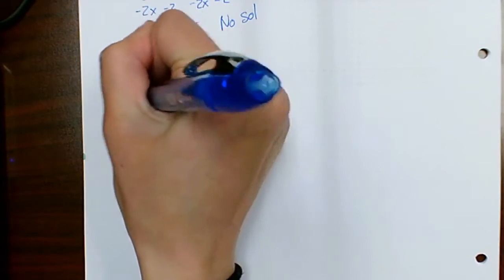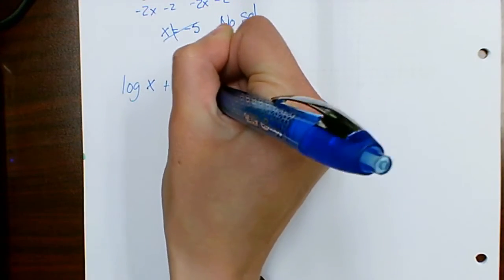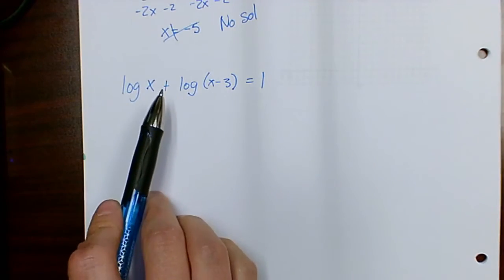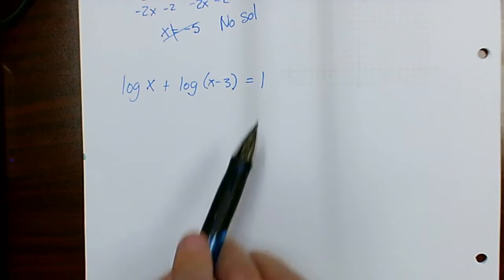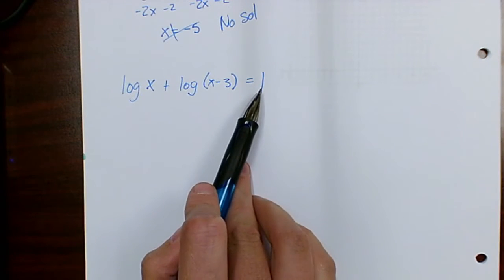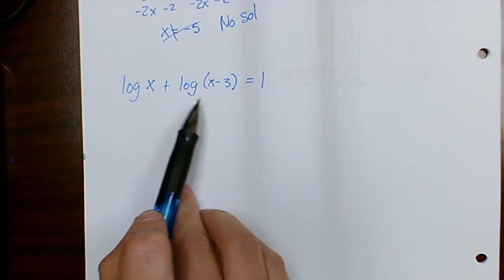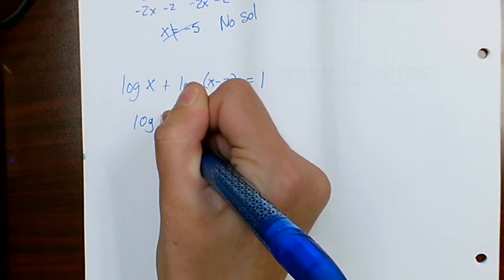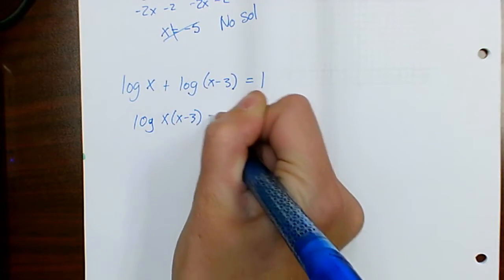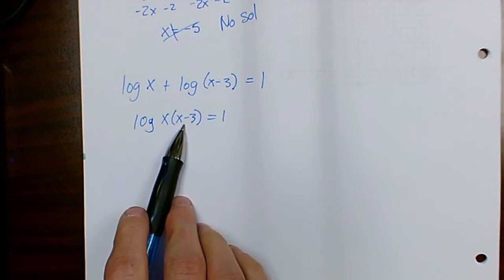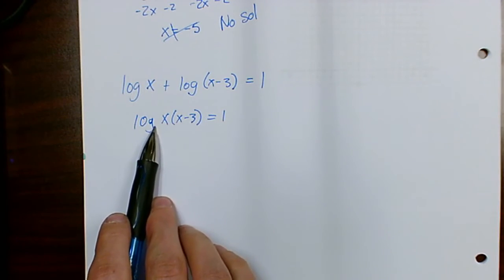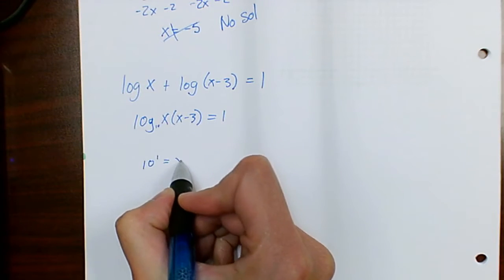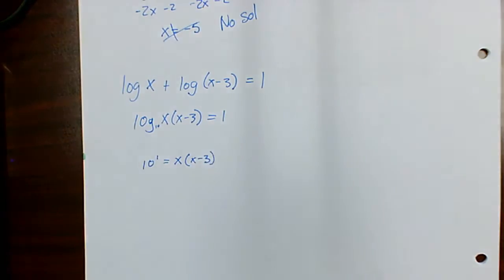Okay, the next one: log x plus log of x minus 3 equals 1. Now, we can't just subtract a log over and drop the logs, because we would still have to add a 1 to the log. But we see here the bases are the same, so we can multiply those together. So we have a log equaling a number. Remember, if there's not a number here, this is base 10. So we have 10 to the first power equals x times x minus 3.